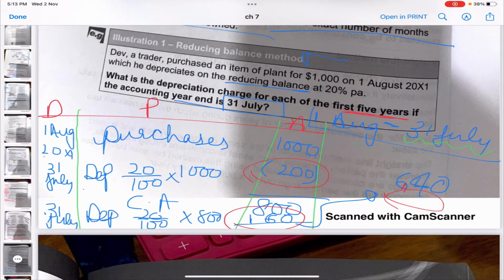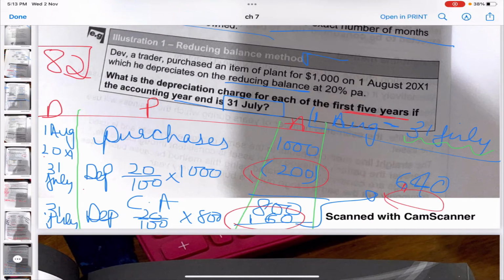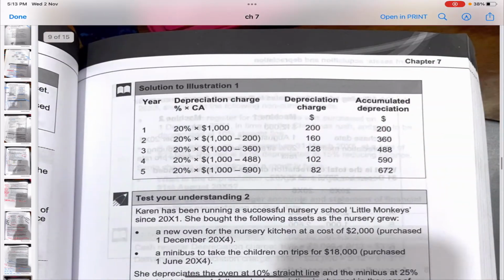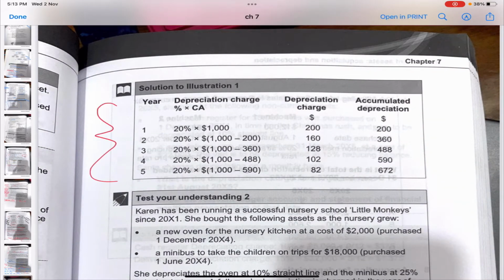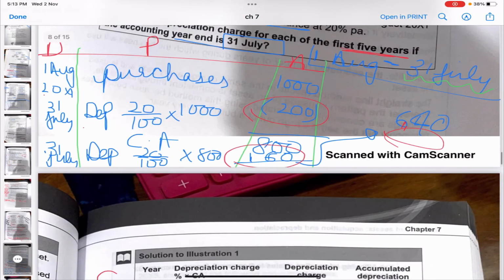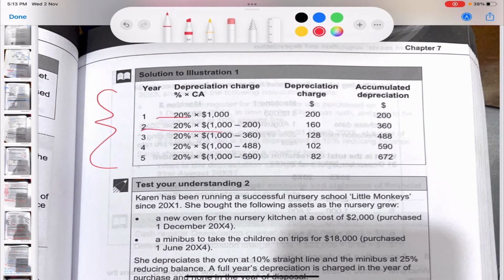And for the last year, I will just give you the answer. The answer would be 82. The last year's depreciation would be 82. It's very easy, no doubt at all. See, they have also done the question the way we have done. But if you make a ledger account like how I'm telling you, it will be easier for you to do that.